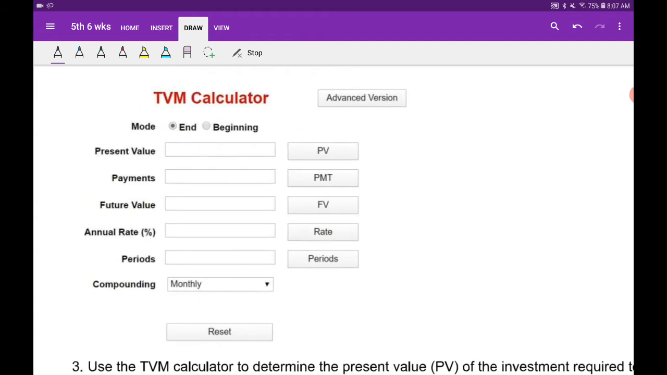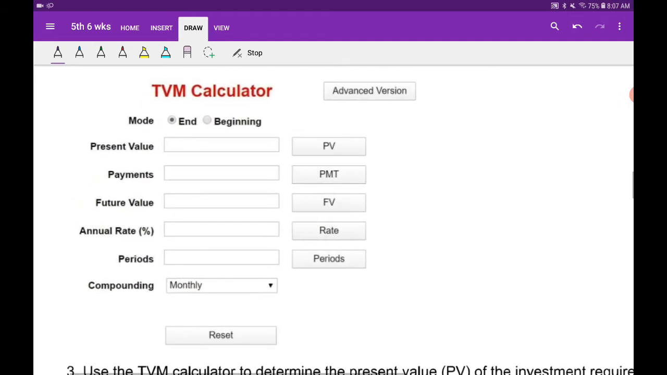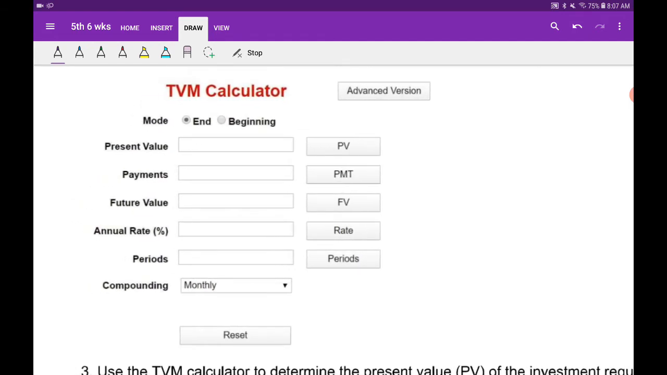All right, and let's just talk about this just a little bit. Okay, so you see the variables next to it. So present value, PV, payment, future value, rate, and then the periods. And then you see the compounding they have here. And then, of course, you can reset it to do another calculation. All right, so let's kind of work this thing out and fill out some things here before we actually go to the online calculator and do this calculation.